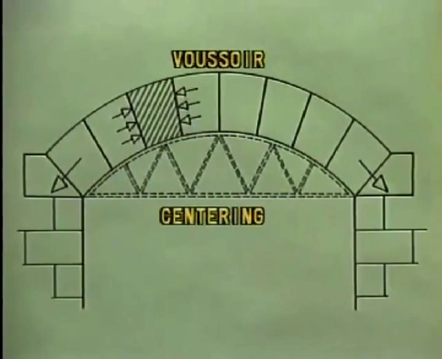The weight of the stone holds the voussoirs together and prevents tension developing at any joint face. In fact, the system could be described as being pre-stressed by gravity, and you could build a Gothic cathedral without any mortar between the stones.